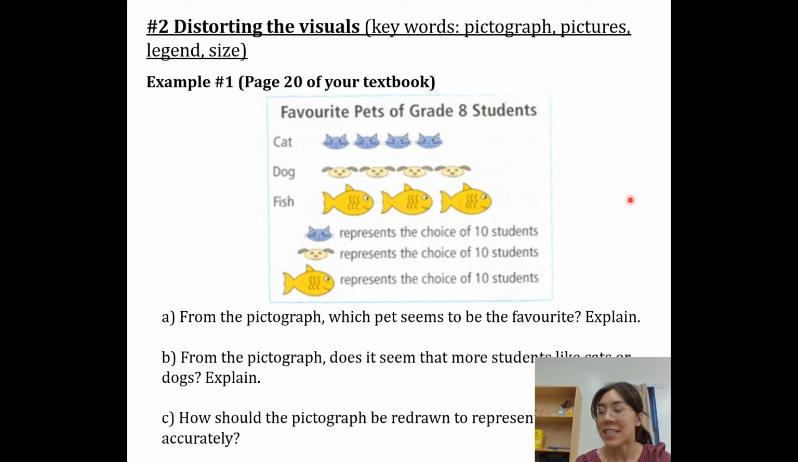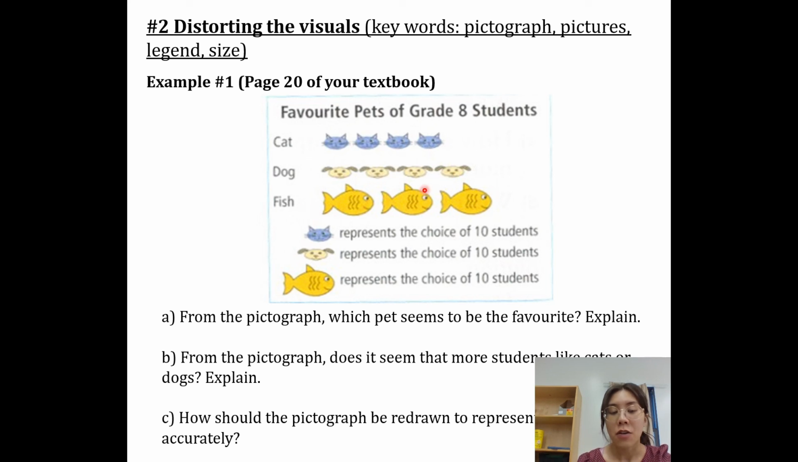Now, this pictograph is not a good pictograph at all. What you will start to notice is that for cats, there's the same amount of students that chose cats as their favorite pet as dogs. Each cat represents 10 students. So 40 students like cats. Now for dogs, each dog represents 10 students. So about 40 students also like dogs.